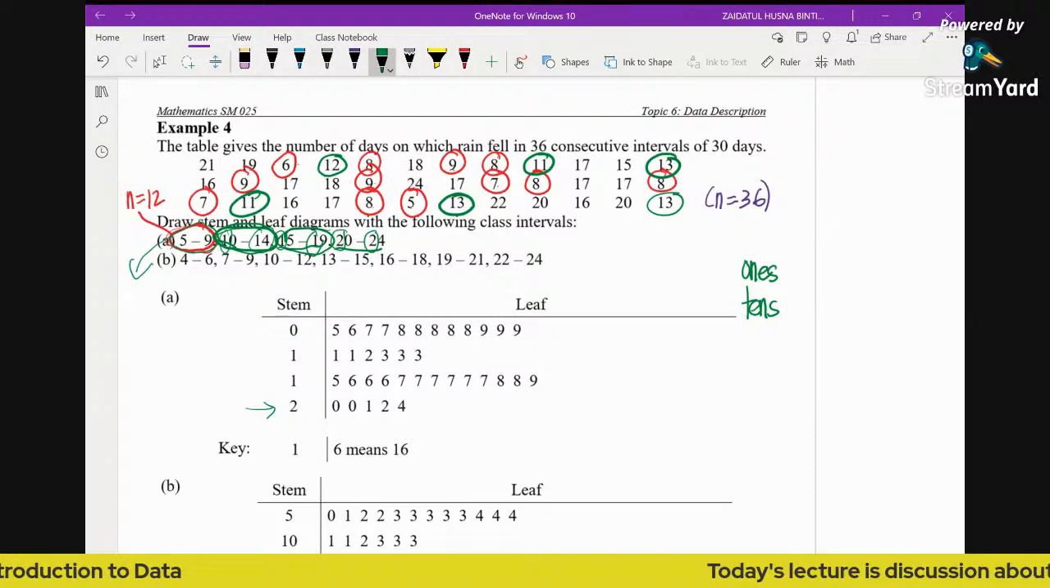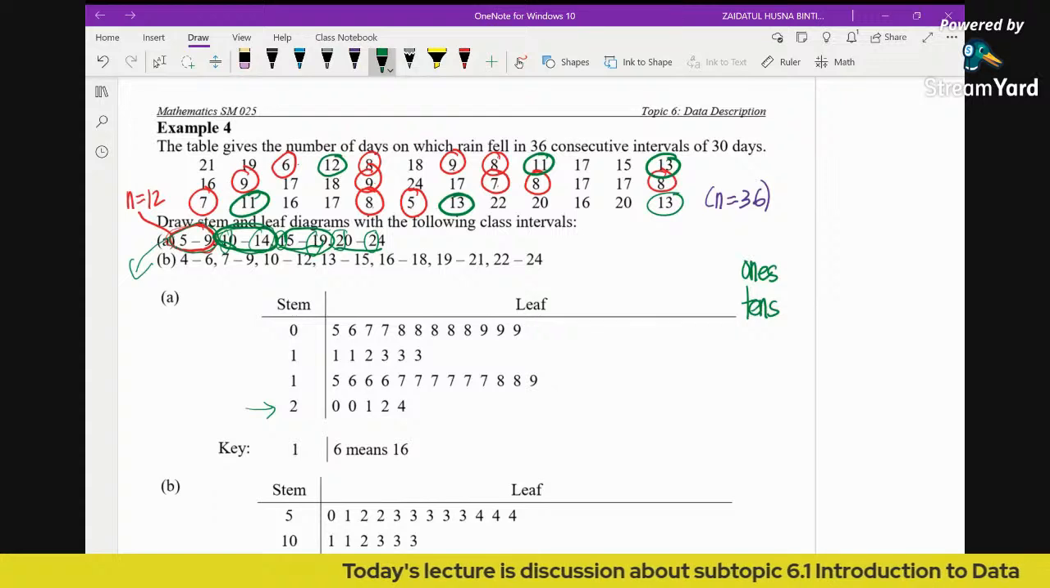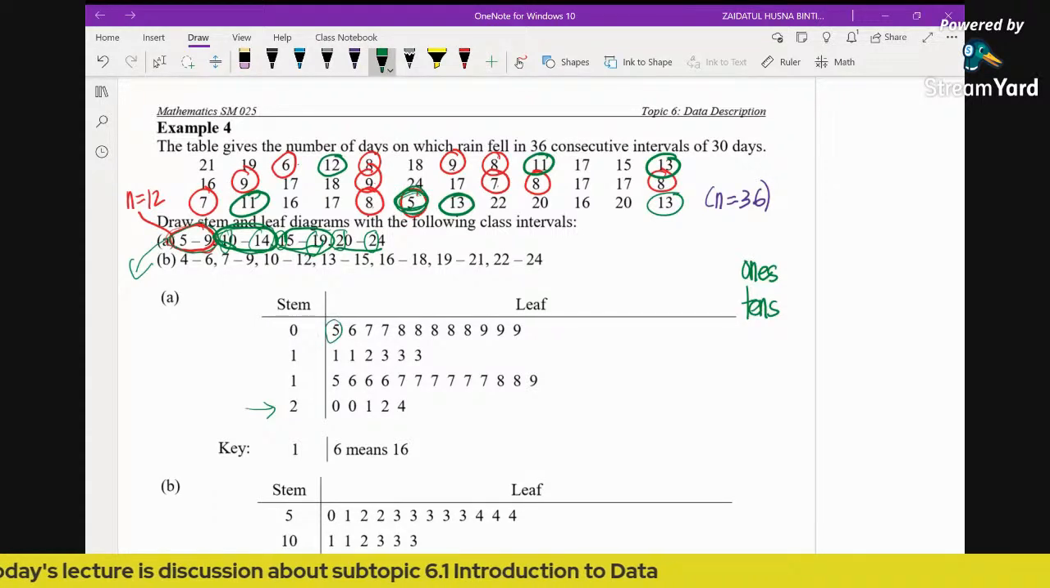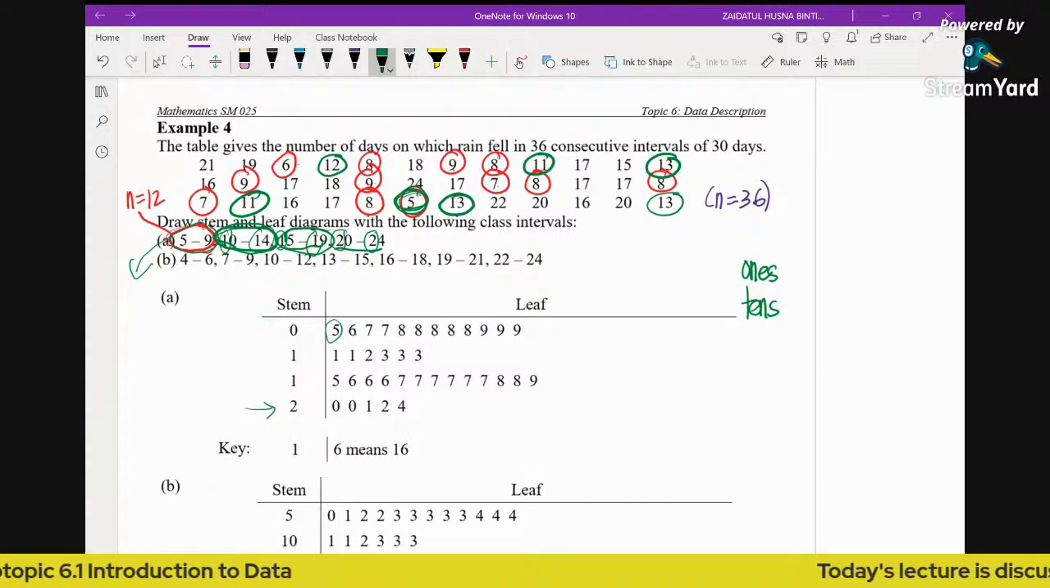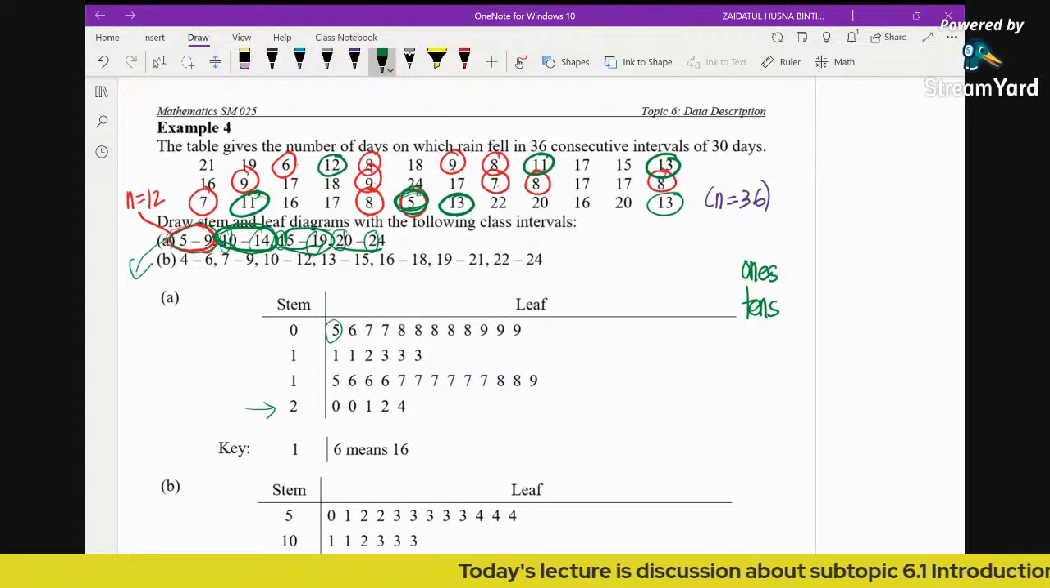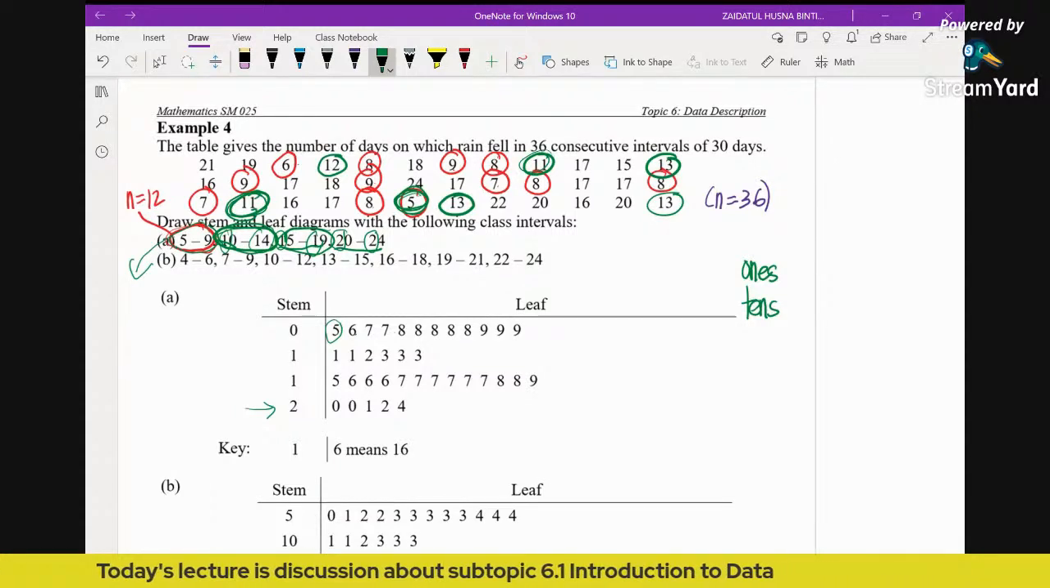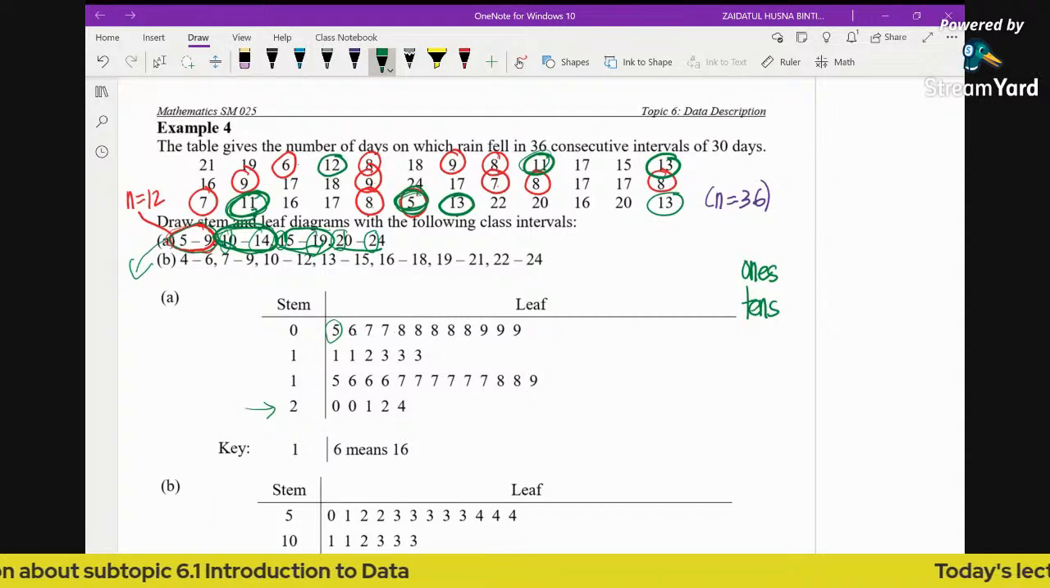For example, the lowest value is 5, just now. So this is where the 5 is. You just put the 5, and we arrange the values here. So we have 5, 6, 7, 7. And now here we have 11, coming to the second interval. The first value begins with 11, and you can see there are two 11s here. So you put 1, 1, 2, 3, 3, 3, and so on and so forth.